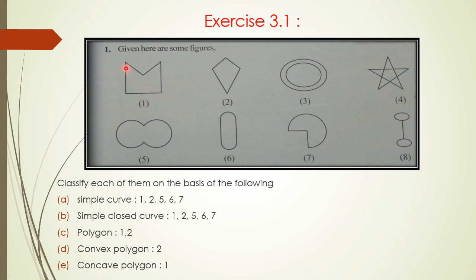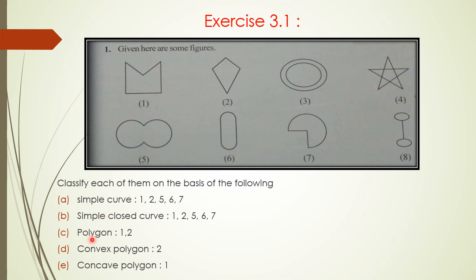Here number 1 is a simple closed figure and it is made up of only line segments. Figure number 2 is also a simple closed figure made up of line segments. So number 1 and 2 are polygons. And figure number 4 is made up of line segments but it is not a simple closed curve. So it is not a polygon.